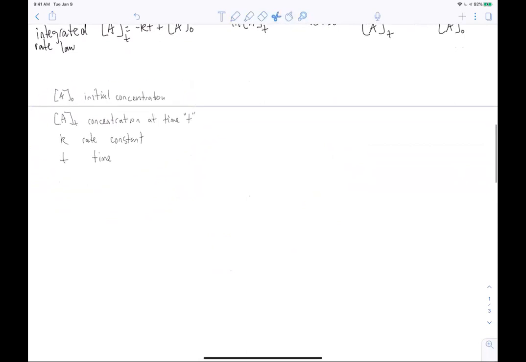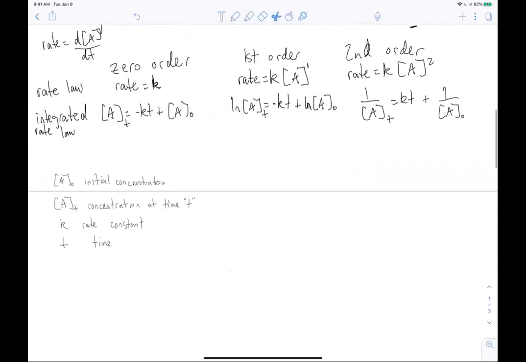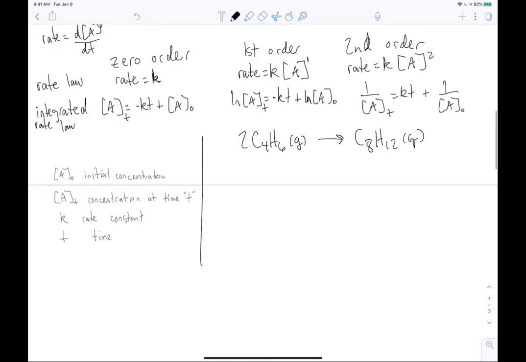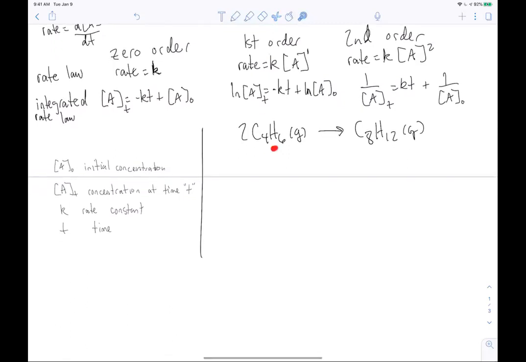Yeah, so let's look at how these things come into play here. If you've got a reaction, let's look at a problem like this. Let's say you have this reaction. This is a gas called butadiene, and it's dimerizing, meaning two of these are coming together. You know, C4H6, now I've got C8H12.